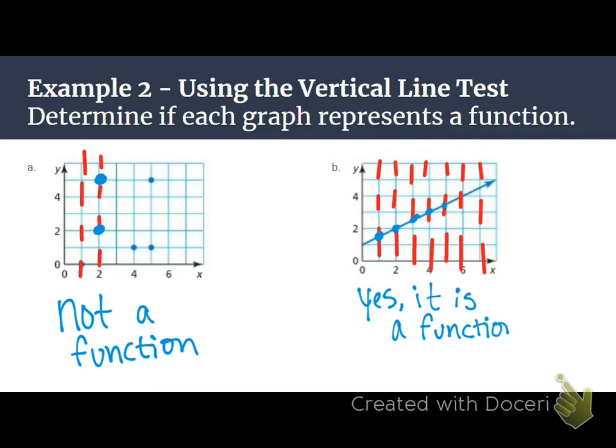Okay, on your homework, if it says determine if it's a function, you can either put yes or no, or you can put function or not a function. Something like that's fine. Questions about the vertical line test?